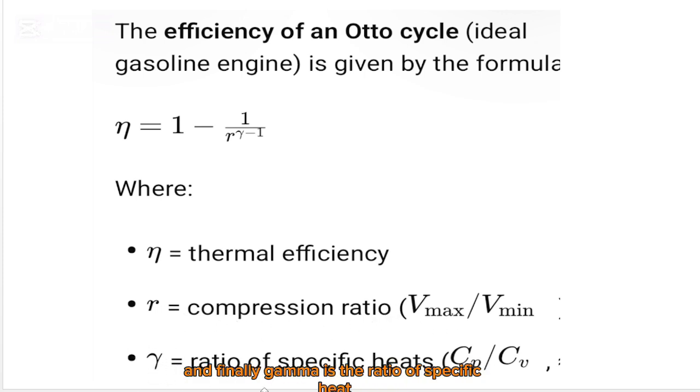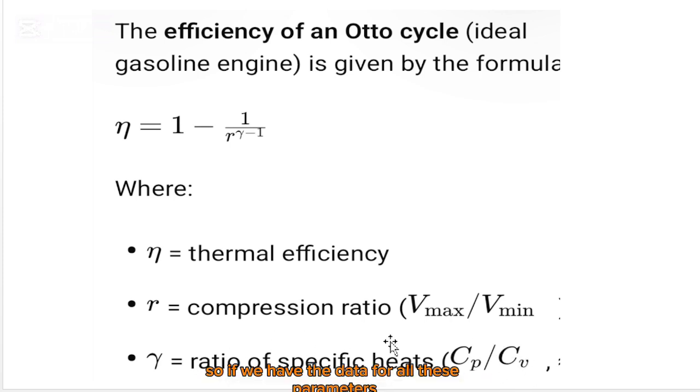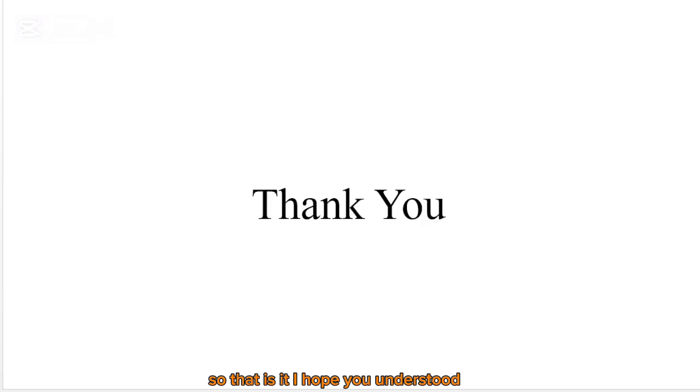And finally, gamma is the ratio of specific heats, that is Cp divided by Cv. So specific heat at constant pressure divided by specific heat at constant volume. If we have the data for all these parameters, we should be able to calculate the efficiency of the Otto cycle. So that is it. I hope you understood the working principle of the Otto cycle as well as how a car engine works.